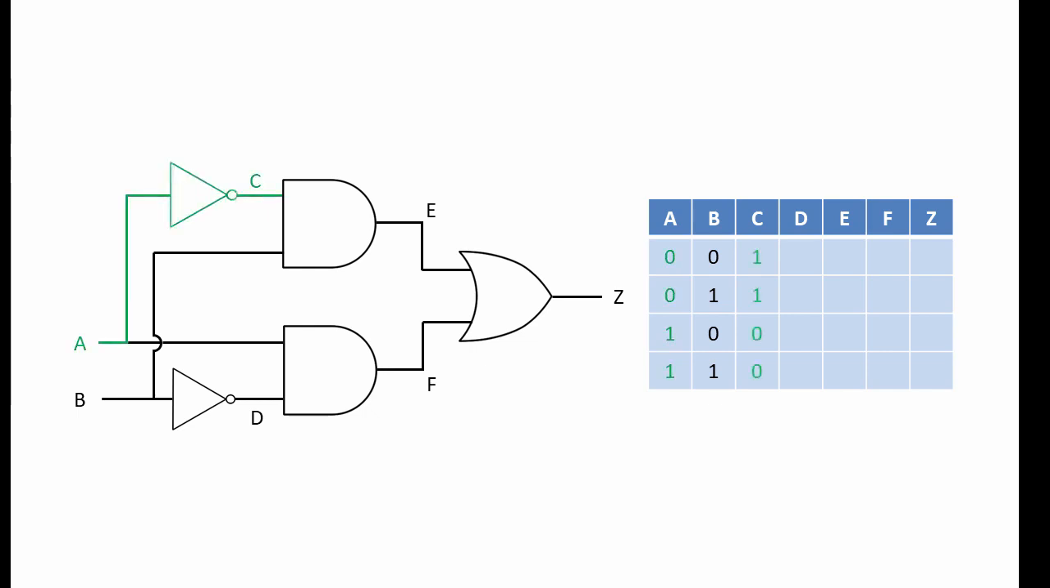Starting with C. C is simply not A. Then D is simply not B. Now that we have C and D, we can consider E. E is B and C. F is A and D. And finally, Z is E or F. Here's our truth table.